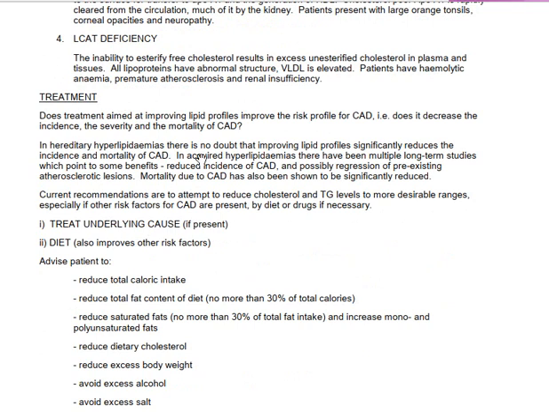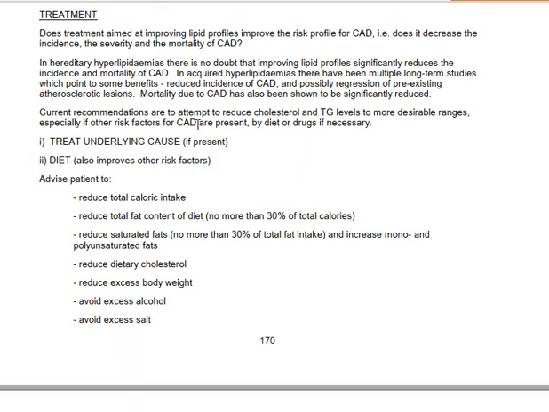So how do you treat hypolipoproteinemia? Generally, the treatment aims at improving the lipid profile, and it aims to decrease the incidence of coronary artery disease. Is it clear? So in hereditary hyperlipidemia, the aim is to reduce the lipid profile, while in cases of hypolipidemia, you want to increase the lipid profile. So how do you treat?